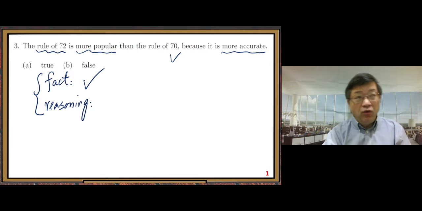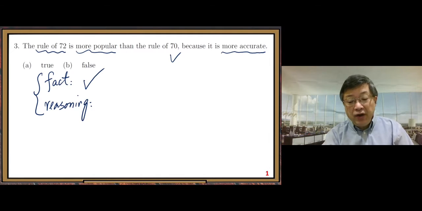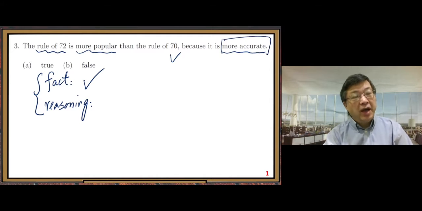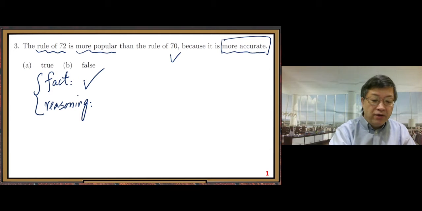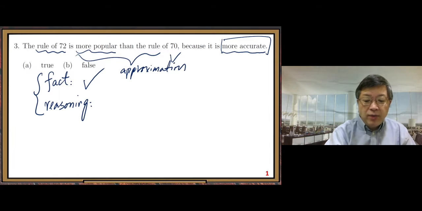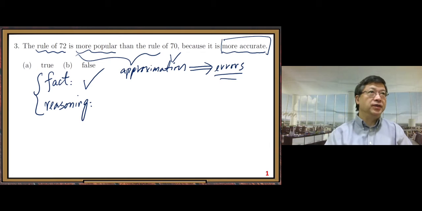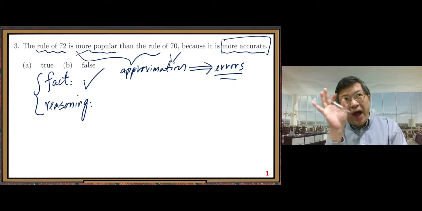Then it's another issue, because there could be some different reasons. Here, I give you one reason, so you need to think about if it is true or false: because it is more accurate. Because we know both rules are approximations, not exact. If approximation, then there is some error, right? Errors. So which one has smaller error? The one with smaller error is more accurate. So that's another fact part.